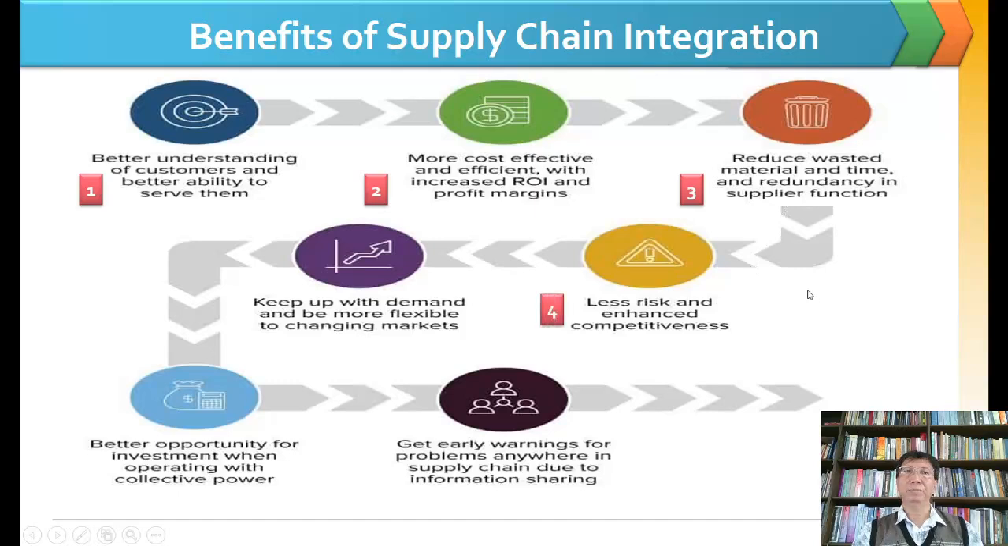And the fourth is less risk and enhanced competitiveness against competitors. And the fifth, keep up with demand and be more flexible to changing markets. And the sixth, a firm will have better opportunities for investment when operating with collective power. And finally, get early warning of problems anywhere in the supply chain due to information sharing.